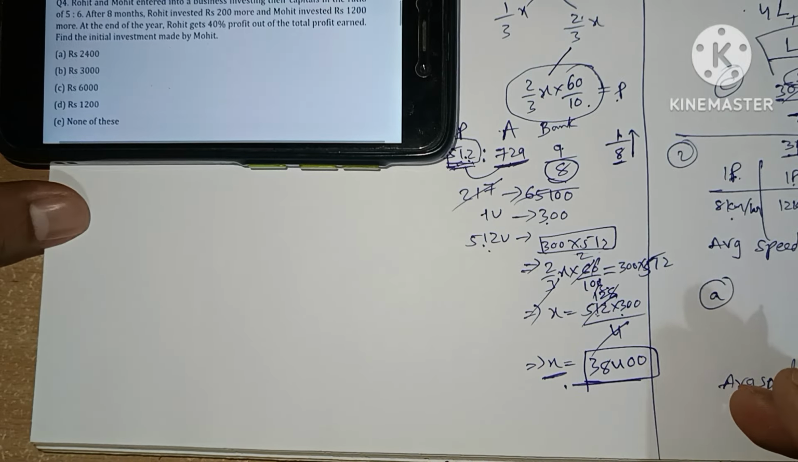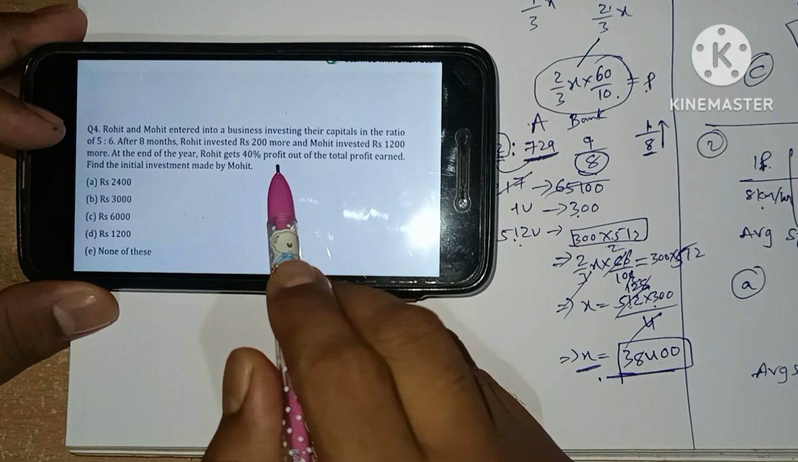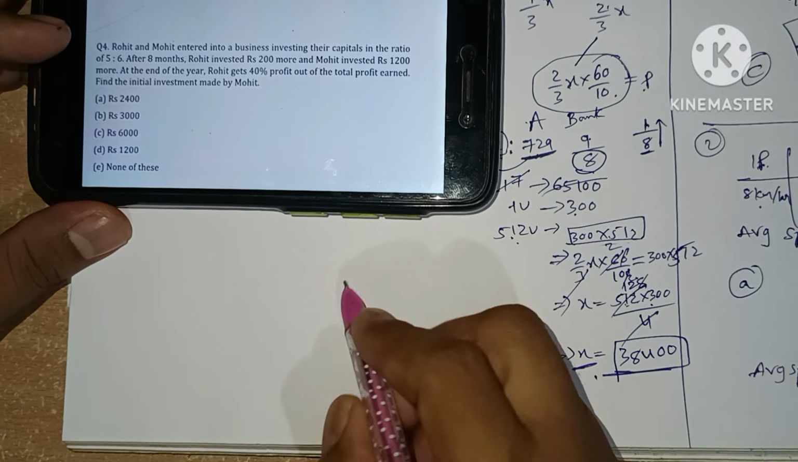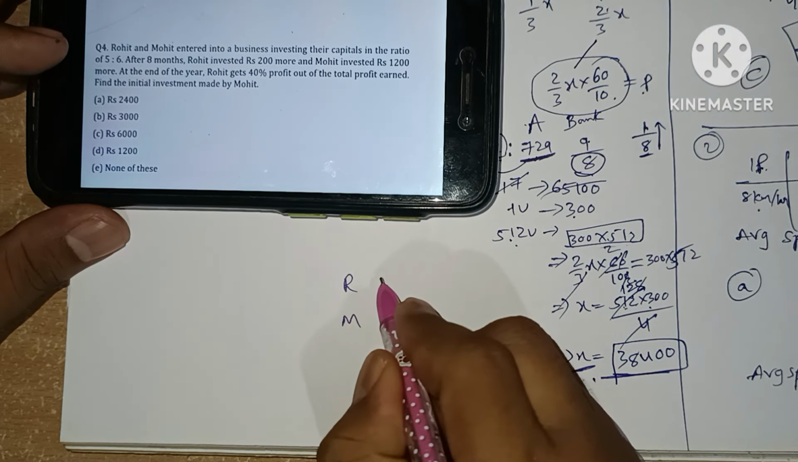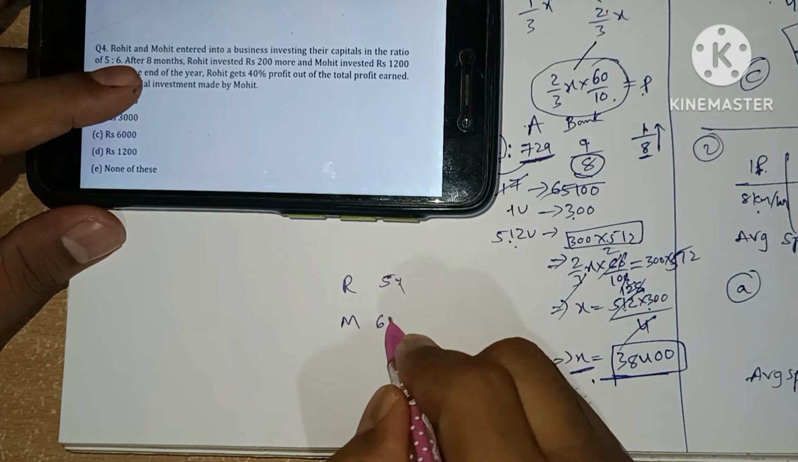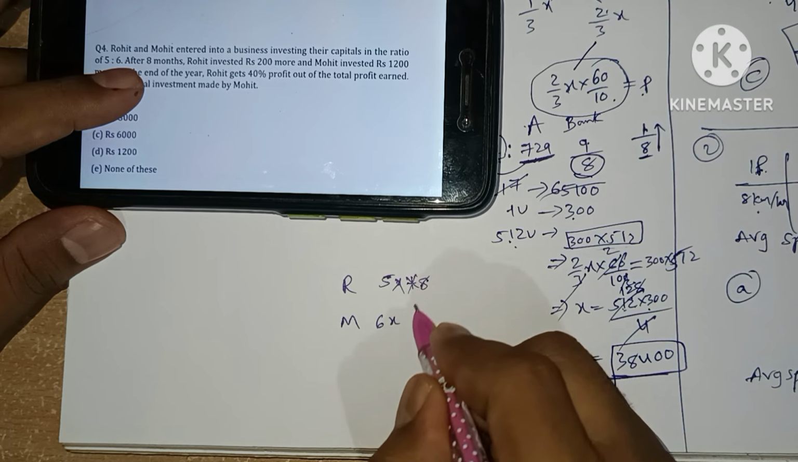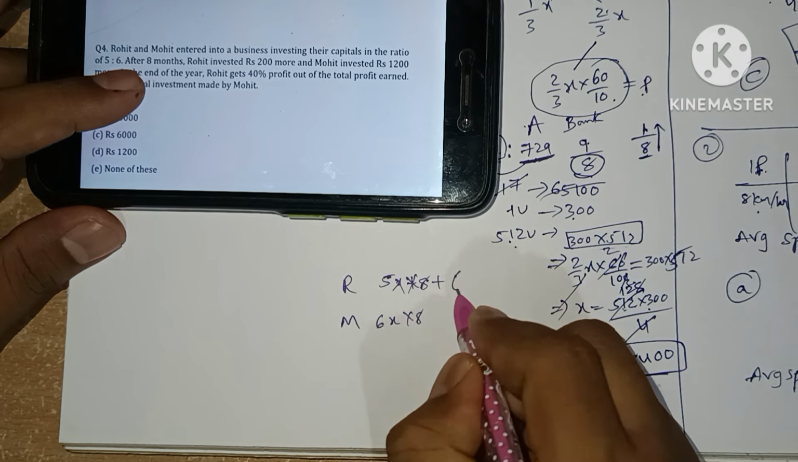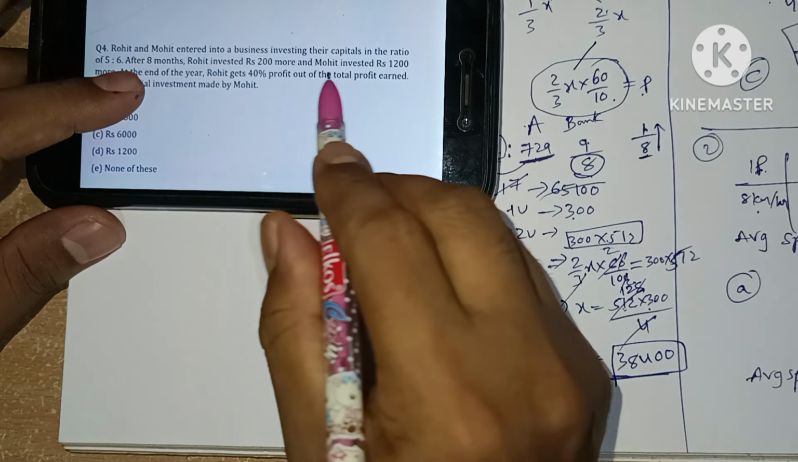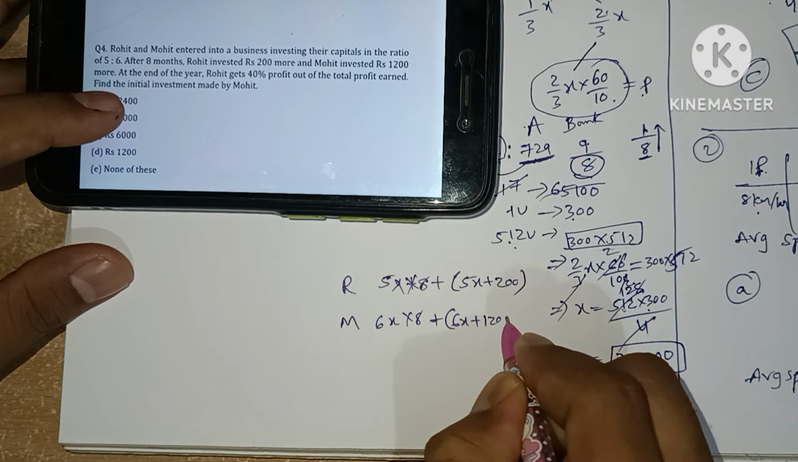Next, fourth question. Rohit and Mohit entered into a business investing their capitals in the ratio of 5:6. After 8 months, Rohit invested 500 more, means 5x plus 500. And Mohit invested 1200 more, 6x plus 1200.